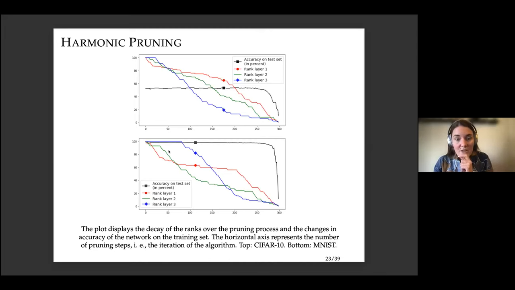And then what we see in the different colors is, in this process, you're looking for where's the best place to cut rank. And so that's going to be affecting different layers at different times. So we can look at the different ranks. The red with the circle is the rank of layer one. The green with no marker is the rank of layer two, and the blue with the diamond is the rank of layer three. So we sort of see in both of them, layer three is not touched in the beginning because that has a bigger impact, but you start squeezing out things from the initial layer and then the second layer, and it's only later that you've squeezed out enough of the first layers that you can start squeezing out rank in the third layer.